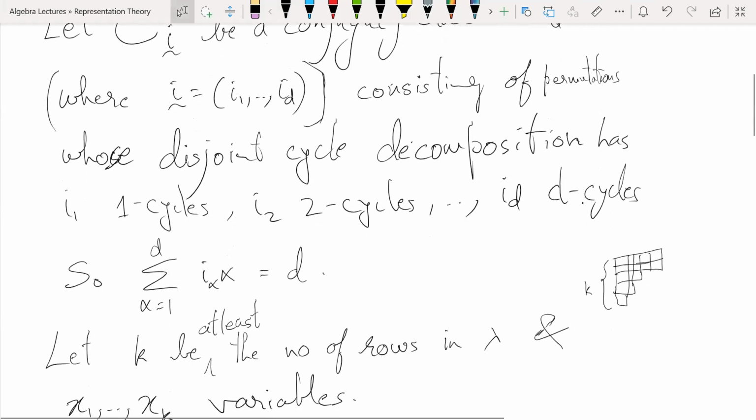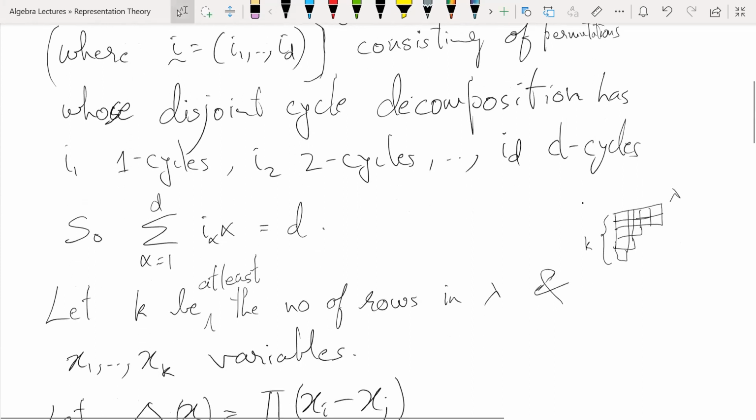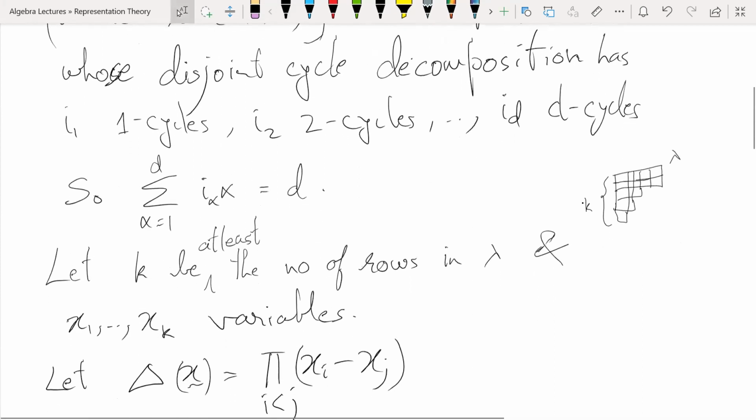So let K be the number of rows in this lattice lambda, and you introduce the same number of variables x1 to xk. Of course, if you take K large, you are introducing more variables. And let delta of x be the polynomial, the product of xi minus xj, for i less than j.